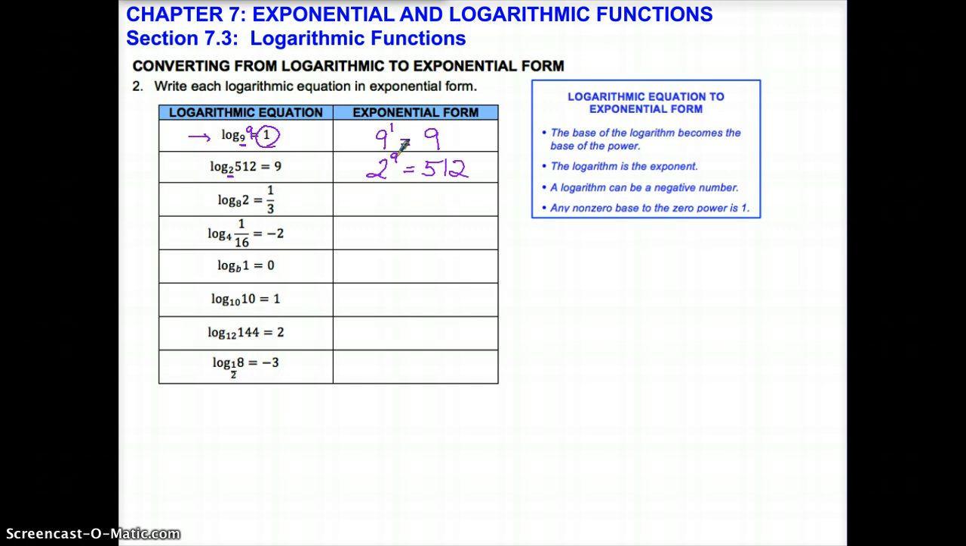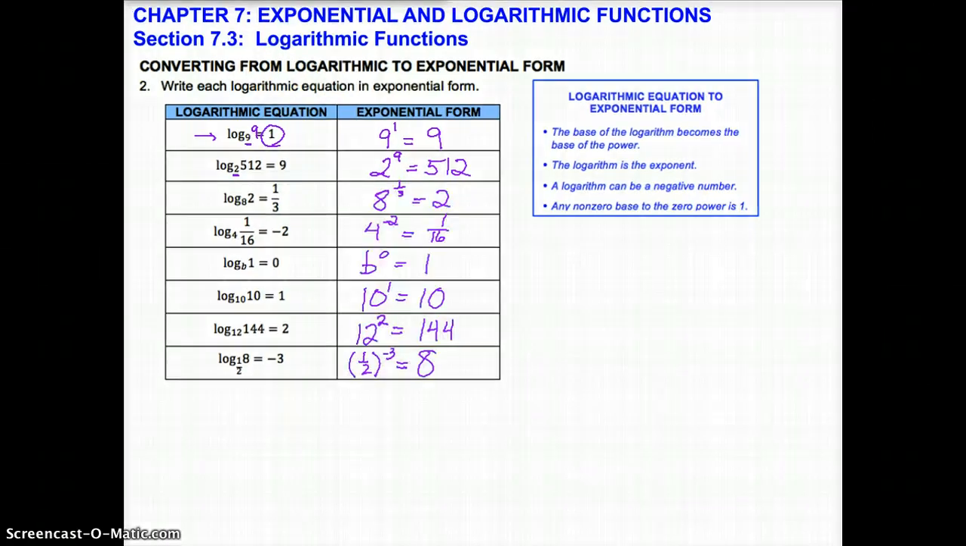Now I'd like you to pause this and take a few minutes to complete this table. So converting this, we certainly have our exponent of 1/3 and our base of 8. 8 to the 1/3 power gives us 2. In the next one, we have 4 to the -2 gives us 1 over 16. Our base raised to the 0 power gives us 1. Our base of 10 raised to the 1st power gives us 10. And then our base of 12 squared gives us 144. And then our base of 1/2 raised to the -3 gives us 8. And as I said, you can easily check all of those and know that you've written it correctly.